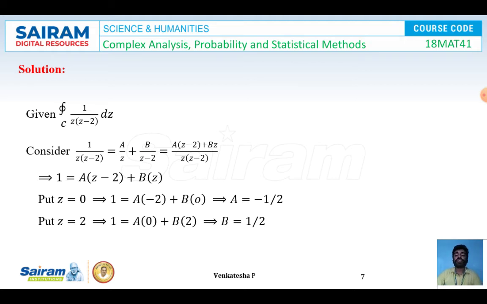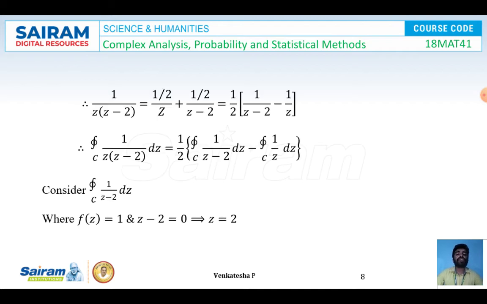So I'll be getting the equation 1 by z into z minus 2 is equal to minus 1 by 2 divided by z plus 1 by 2 divided by z minus 2. Now from this equation I can take 1 by 2 as a common factor. So I got 1 by z into z minus 2 is equal to 1 by 2 into 1 by z minus 2 minus 1 by z. Now I am going to apply the integrals on both the sides with respect to z.